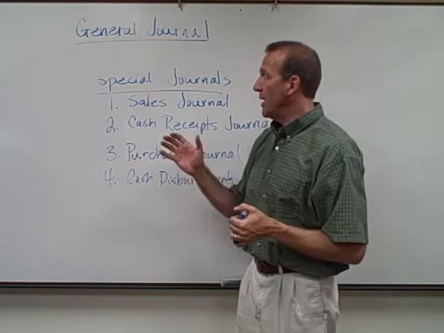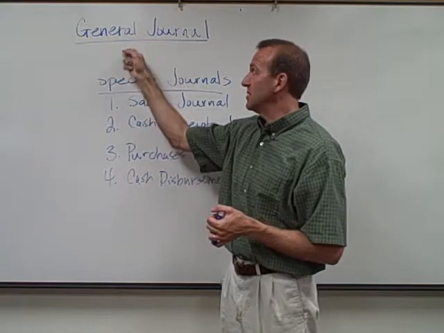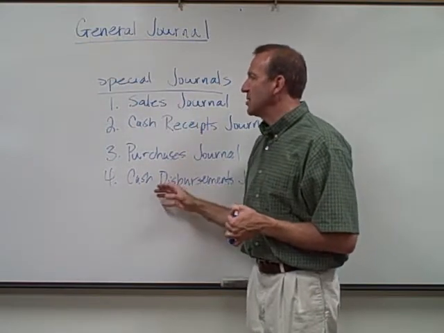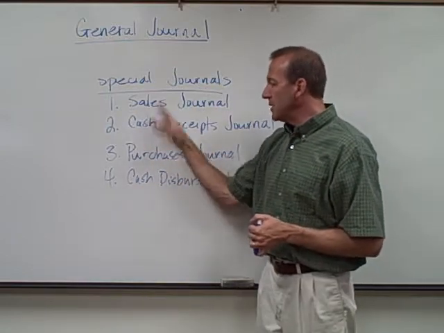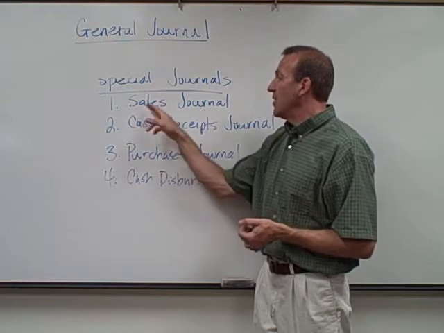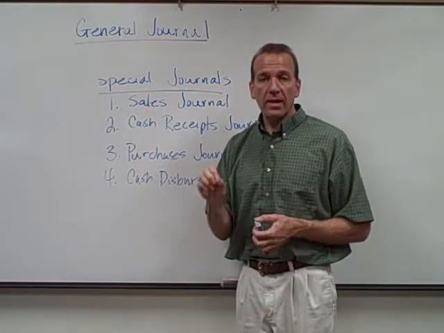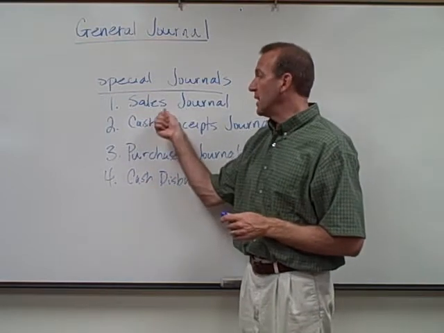The most efficient way is to keep just your special transactions, those little strange transactions, in the general journal, and then put all the other transactions in what we call special journals. Now, the most common are these four. These are the four special journals. The sales journal is where we record all of our credit sales. Any sale that's on credit would be recorded in the sales journal.